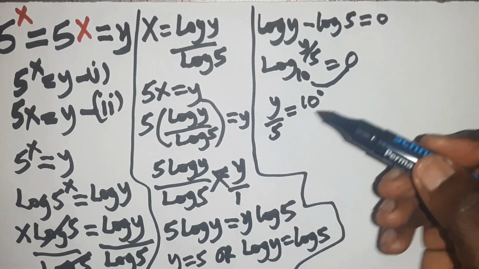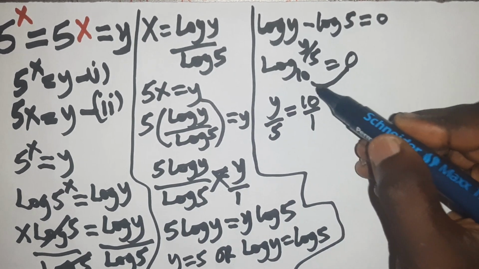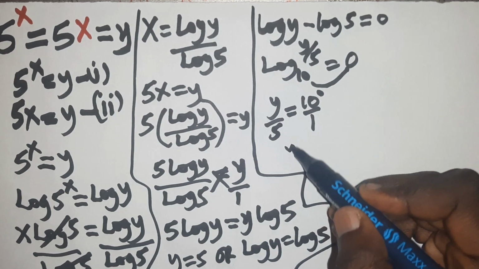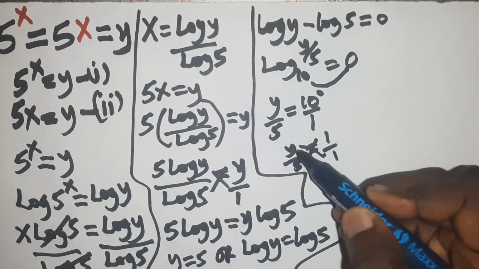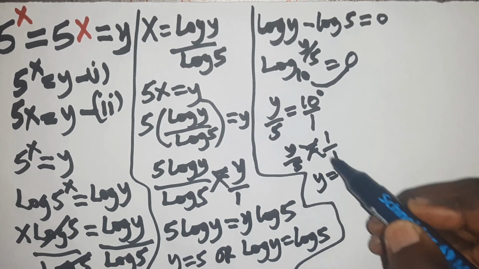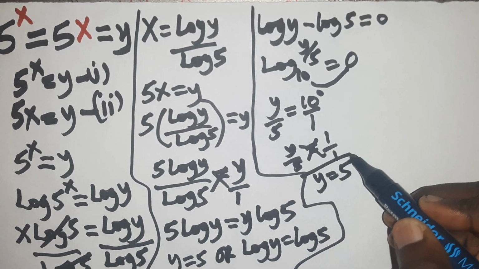So y over 5 must always be equal to 10 raised power 0. 10 raised power 0 is 1. And of course, we can put this 1 over 1. So we can say y over 5 equals 1 over 1. And then if you cross multiply, y times 1 is y equals 5 times 1 is 5. You still get y equals 5.